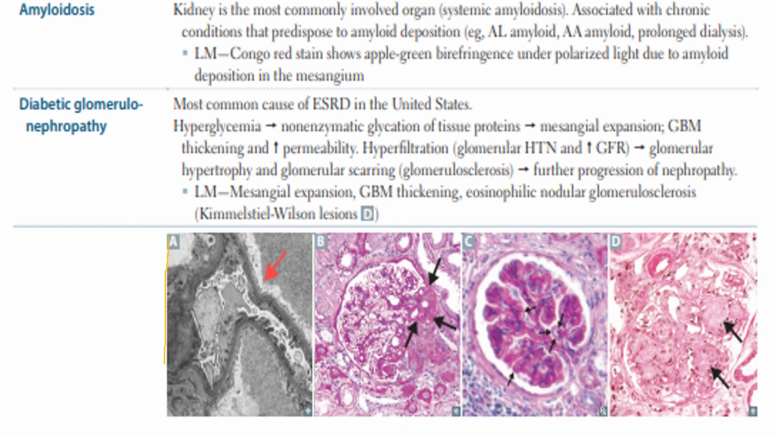This is the electron microscopic image of minimal change disease, and here as you can see it shows the effacement of the podocyte foot processes, which means the loss of the interdigitations of the podocytes, as you can see here.